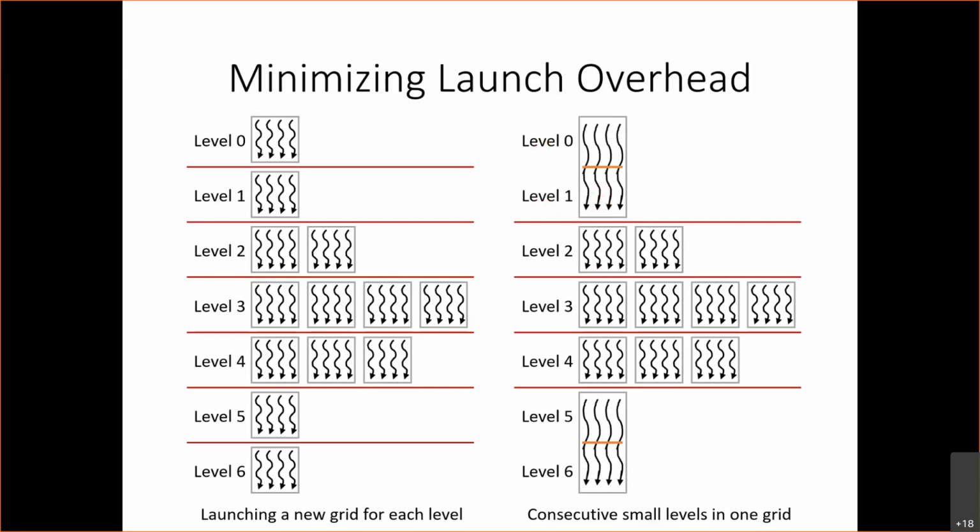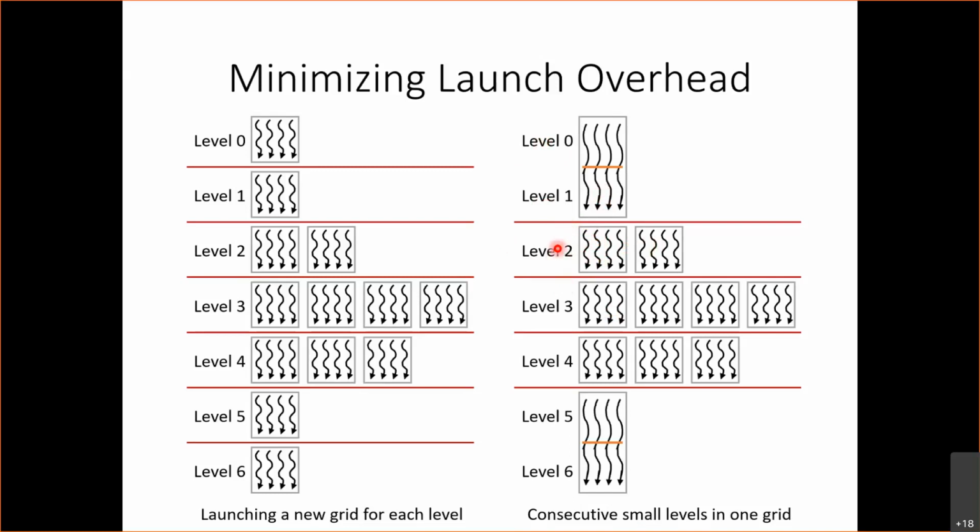So maybe between level 1 and level 2, it's better for me to use 1 thread block to do the work of these 2 thread blocks, rather than using 2 thread blocks. And if I use 1 thread block to do the work of the 2, then I can sync threads between them rather than launching a new grid. Kind of, that's what I meant.